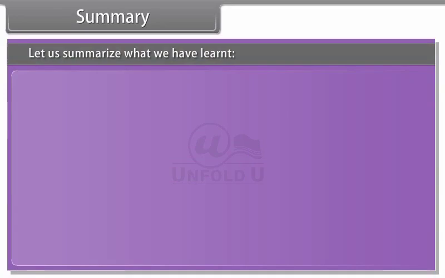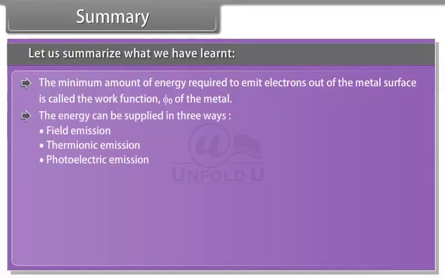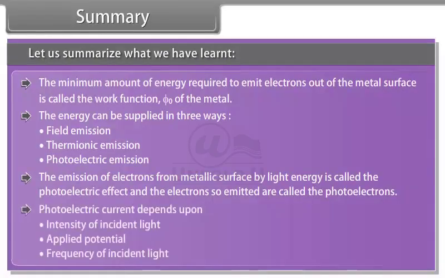Summary. Let us summarize what we have learned. The minimum amount of energy required to emit electrons out of the metal surface is called the work function phi0 of the metal. The energy can be supplied in three ways: field emission, thermionic emission, photoelectric emission. The emission of electrons from metallic surface by light energy is called the photoelectric effect, and the electrons so emitted are called the photoelectrons. Photoelectric current depends upon intensity of incident light, applied potential, frequency of incident light.